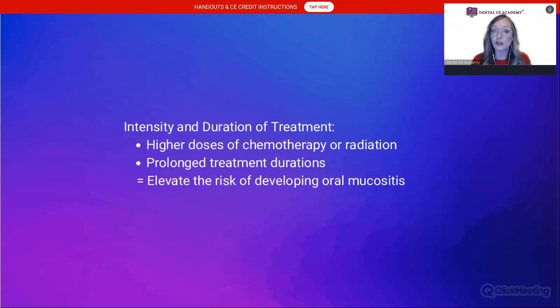So for intensity and duration of treatment, higher doses of chemotherapy or radiation and prolonged treatment durations elevate the risk of developing oral mucositis. Now, this is a double-edged sword because the patient may have to reduce the level of treatment because they're unable to eat. So it becomes a balancing act here. They're admitted for enteral feedings until their nutritional status can improve, and then they're back at the high-dose chemotherapy.